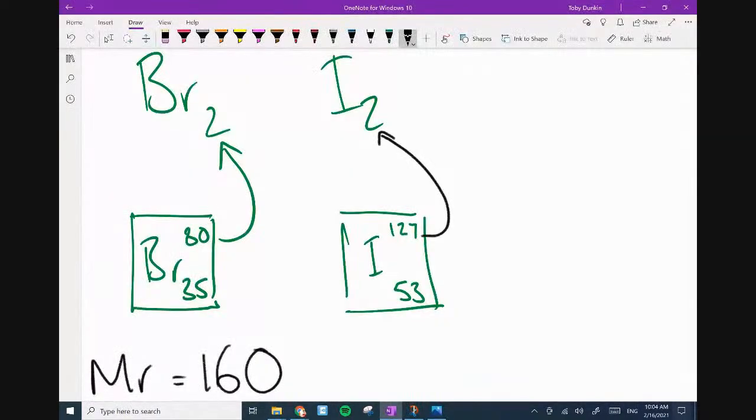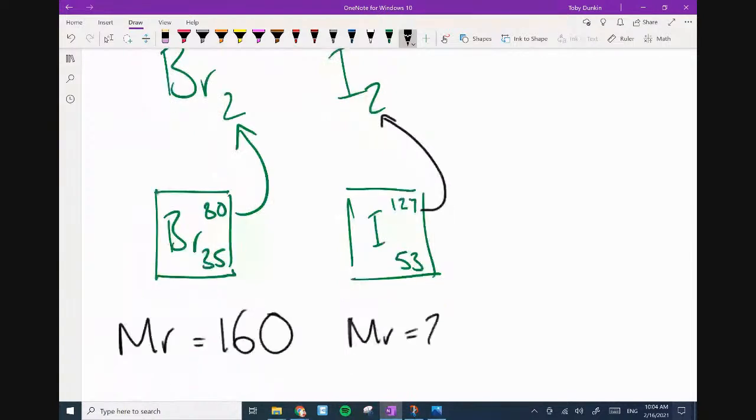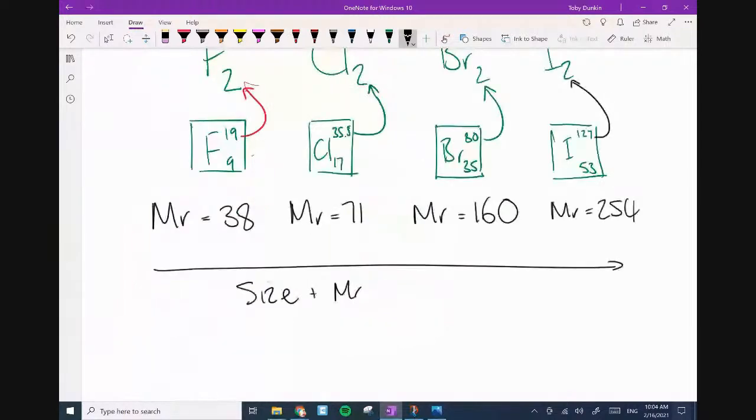127. Yes! Nailed it. 127. Yeah. So an iodine in a pair. I got way too excited then. The Mr is 254. The size of the molecules is increasing. Yeah, size and mass increasing.